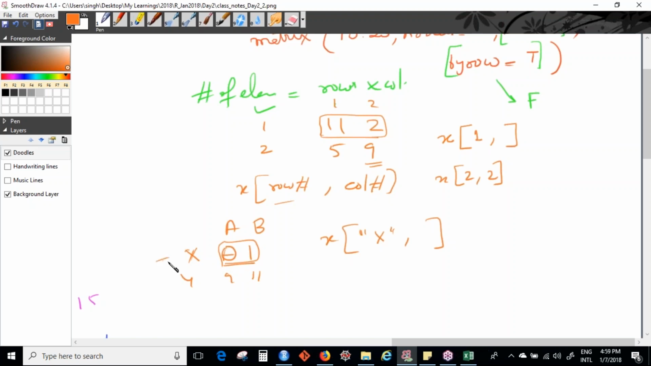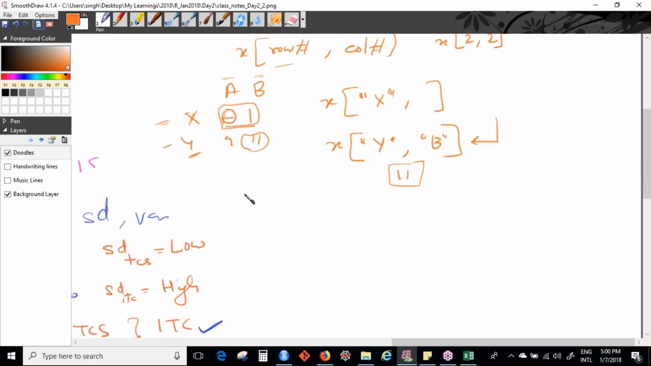Now since it is a name, right? These are column names, these are row names. You will have to use the quotations. Okay, you'll have to use the quotation. Similarly, if you want 11, you'll have to write it is in row name Y and column name B. So you will have to use this to get 11 out. Okay, so this is what we saw in matrices.